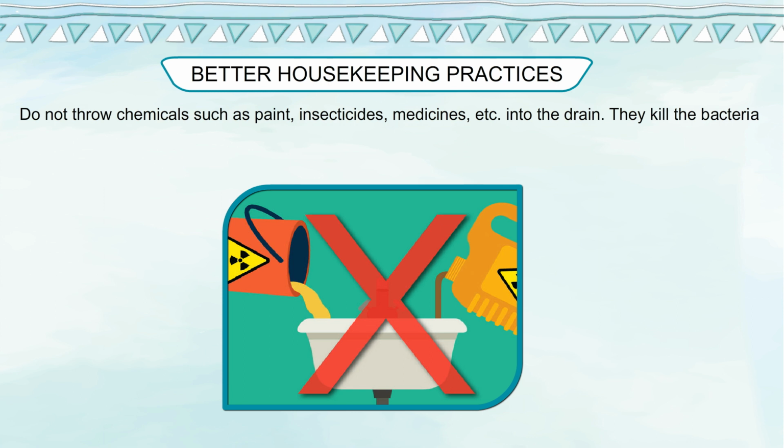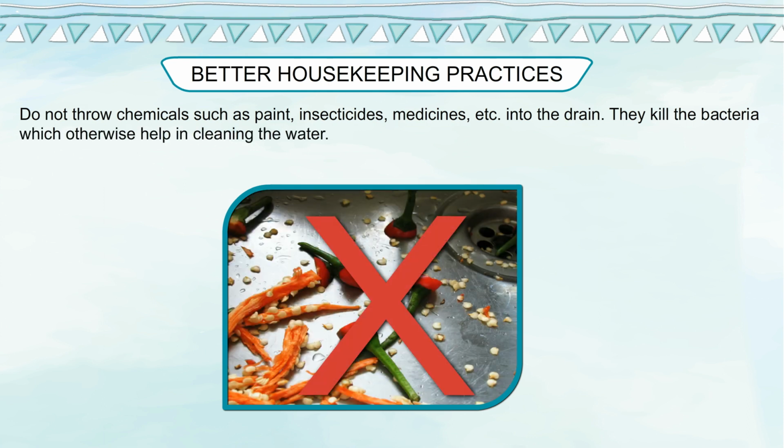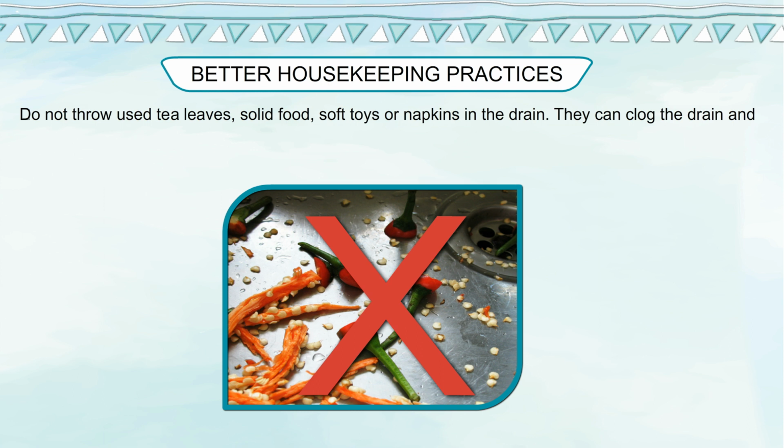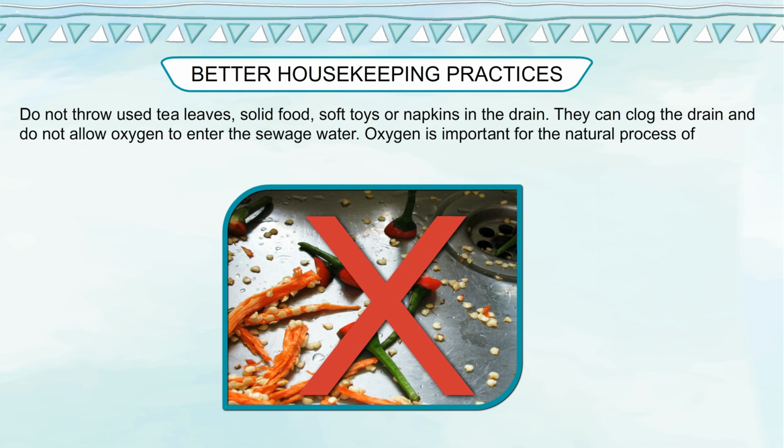Do not throw chemicals such as paint, insecticides, medicines, etc. into the drain. They kill the bacteria which otherwise help in cleaning the water. Do not throw used tea leaves, solid food, soft toys or napkins in the drain. They can clog the drain and do not allow oxygen to enter the sewage water. Oxygen is important for the natural process of decomposition.